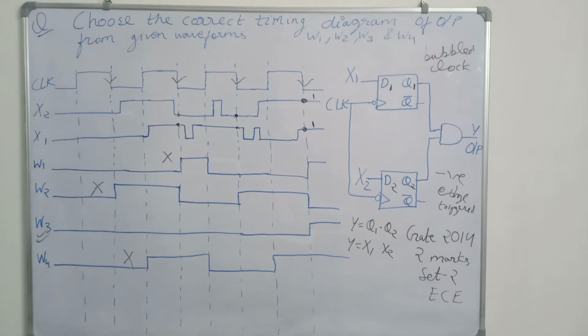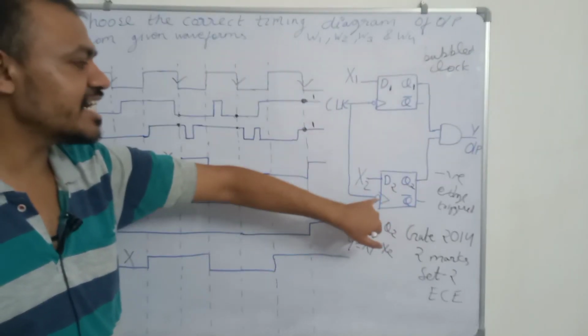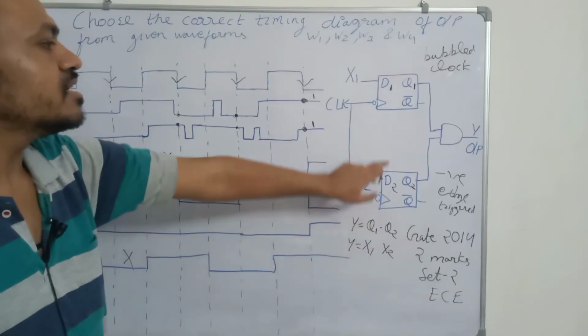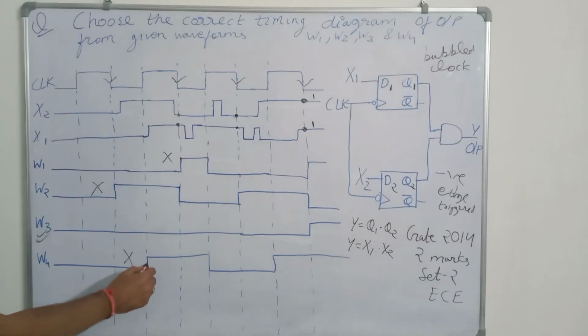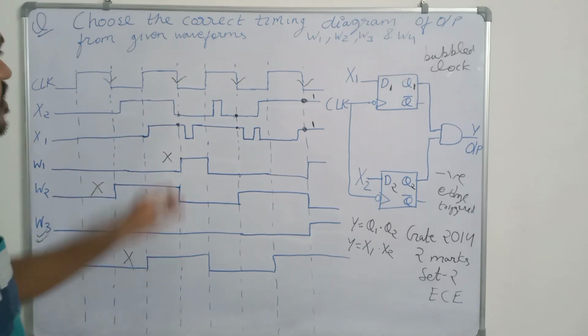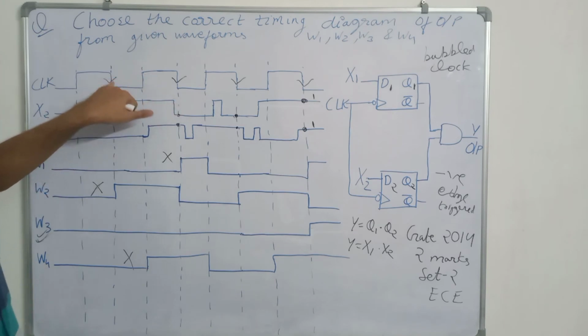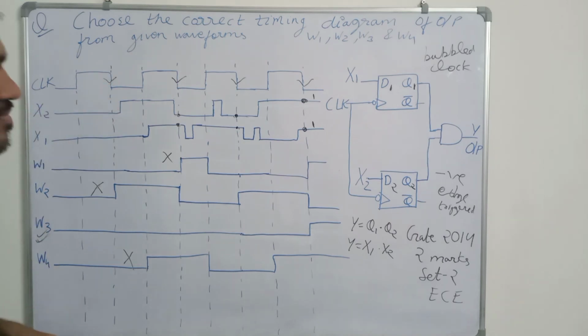In this way we can find the correct timing diagram of the output. Once again, both flip-flops are negative edge triggered because the clock has a bubble. So W4 cannot be the answer because here the transition is happening at the positive edge, or rising edge, of the clock. The transition can happen only at the falling edge of the clock.